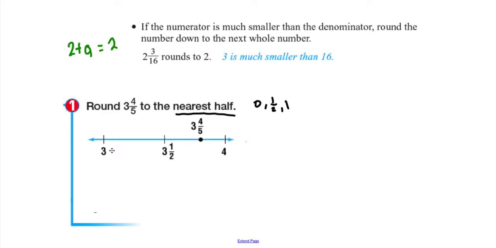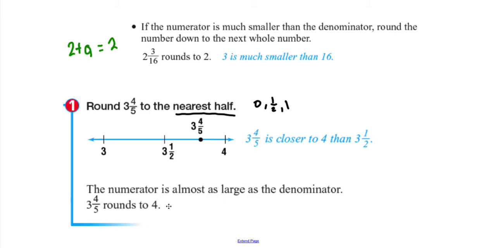If you notice, this is 3, 3 and 1/2, and this is 4. And 4/5 is closer to 4 than 3 and 1/2. Therefore 4/5 rounds to 1. Sorry, I misspoke earlier. That means you need to add 3 plus 1, and that will round to 4.